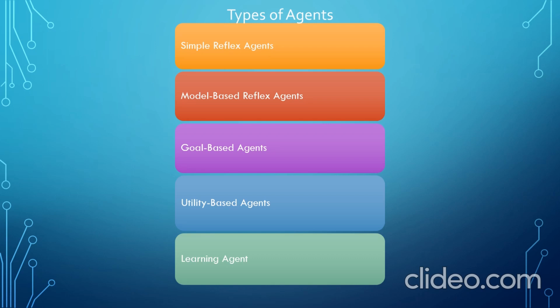Model-based reflex agents use a model of the world to choose their actions. They maintain an internal state. Model is knowledge about how things happen in the world. Internal state is a representation of unobserved aspects of the current state depending on percept history. Goal-based agents choose their actions in order to achieve goals. The goal-based approach is more flexible than the reflex agent. Goal is a description of desirable situations.